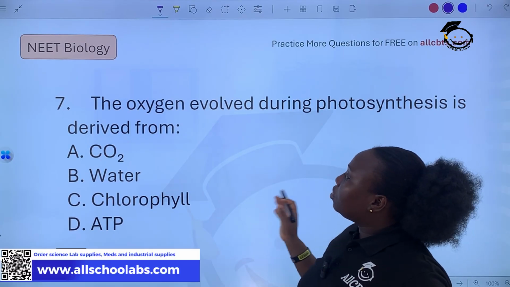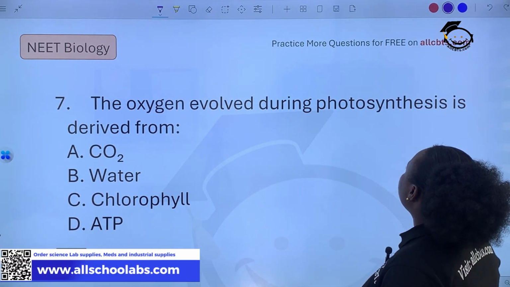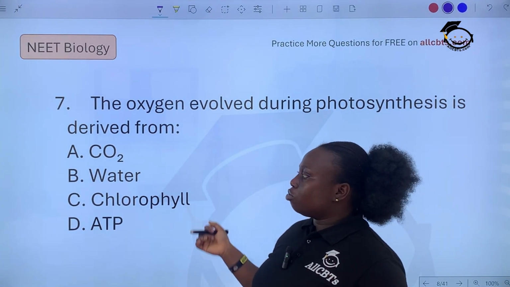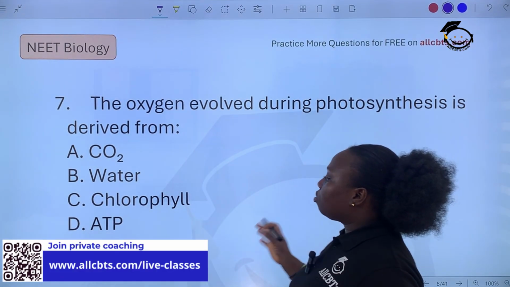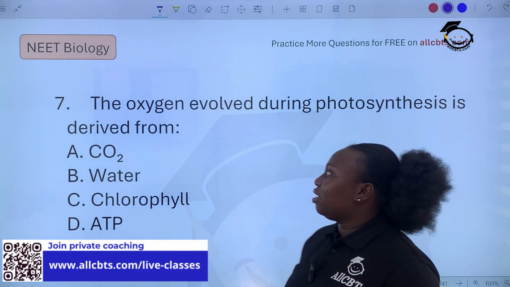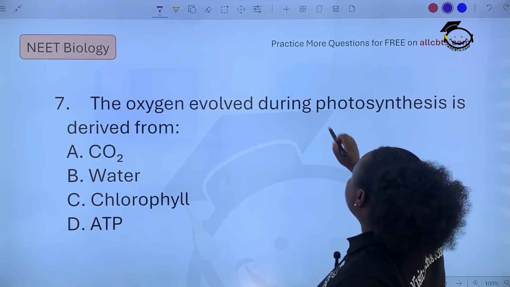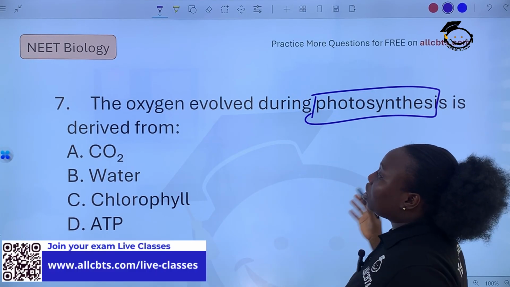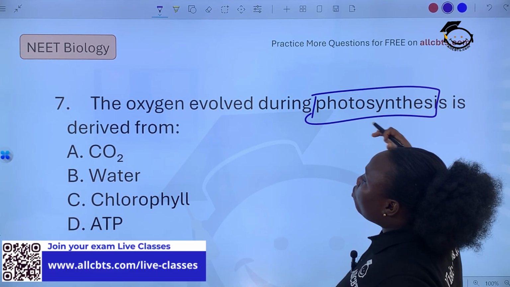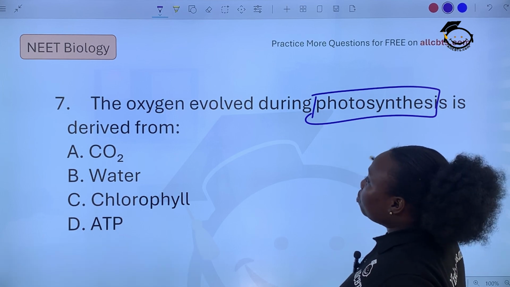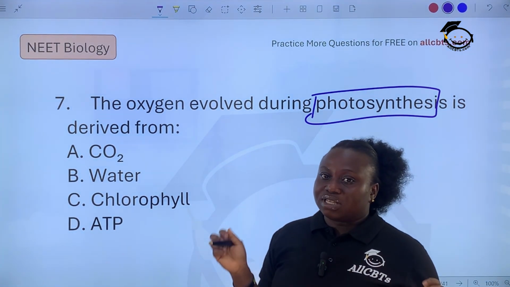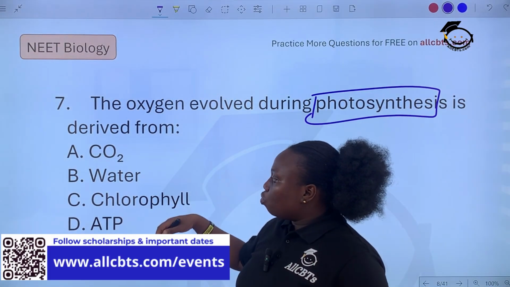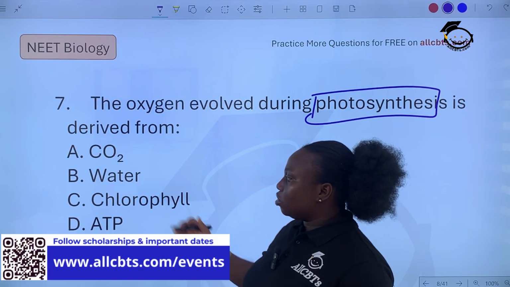Number 7, the oxygen evolved during photosynthesis is derived from what? A. CO2, B. Water, C. Chlorophyll, and D. ATP. Now they're asking us that during this photosynthesis process, we know the definition of photosynthesis. So this photosynthesis, the oxygen that we know is the byproduct of photosynthesis, where is it gotten from? Is it gotten from the CO2, the water, the chlorophyll, or the ATP?